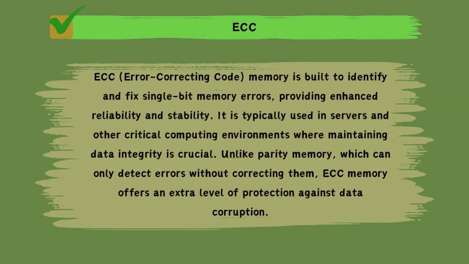ECC, Error Correcting Code, memory is built to identify and fix single-bit memory errors, providing enhanced reliability and stability. It is typically used in servers and other critical computing environments where maintaining data integrity is crucial. Unlike parity memory, which can only detect errors without correcting them, ECC memory offers an extra level of protection against data corruption.